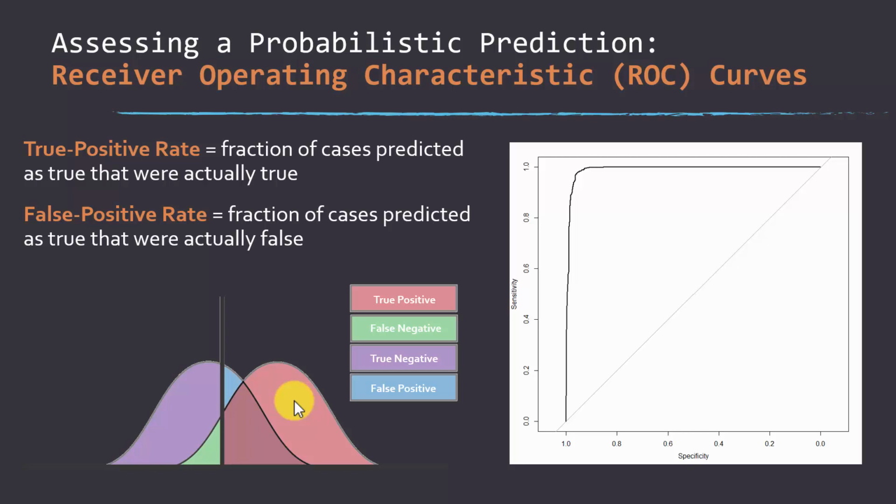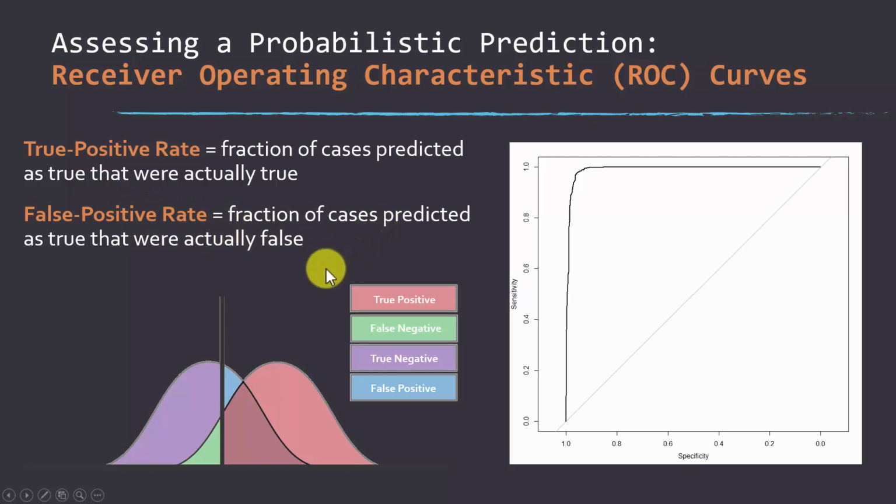And these are commonly used for assessing probabilistic predictions as opposed to continuous or categorical predictions. So this is based predominantly on the true positive rate. Again, that's the proportion or rate of the samples that were true and were called true, versus the false positive rate, which is the proportion of samples that were actually false but were called true.